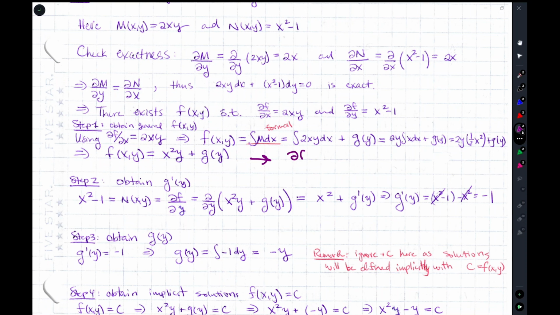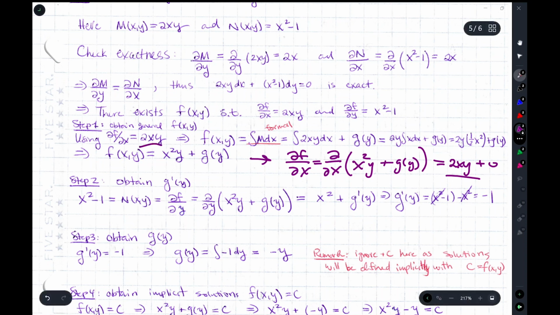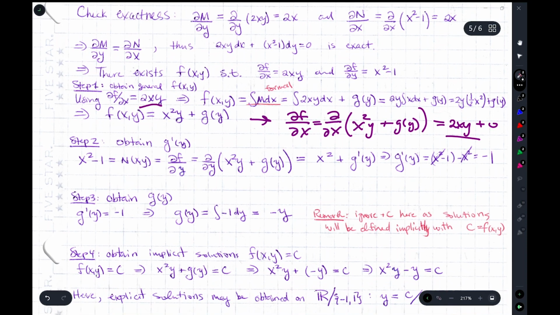As a check real quick, when we take the partial derivative with respect to x of x squared y plus g(y), we get 2xy plus 0. That's all that formal integral means: we found the most general expression such that when we take the partial derivative with respect to x, we get back to where we were. In some sense we're almost done, right? We found f, but the problem is we don't know g(y).